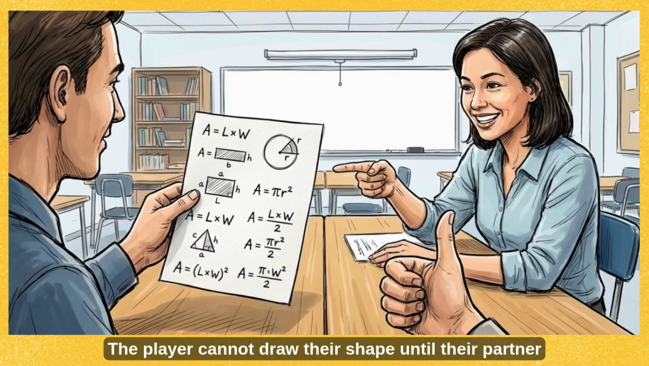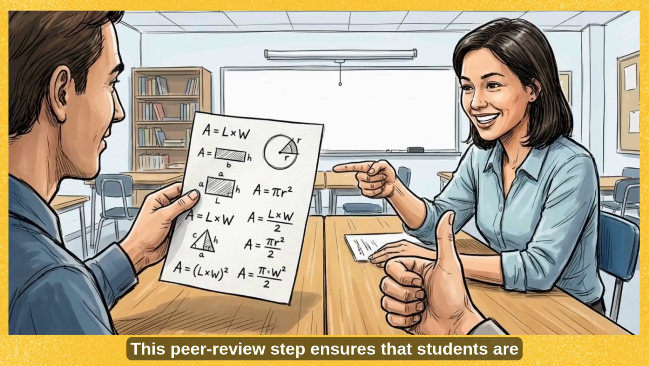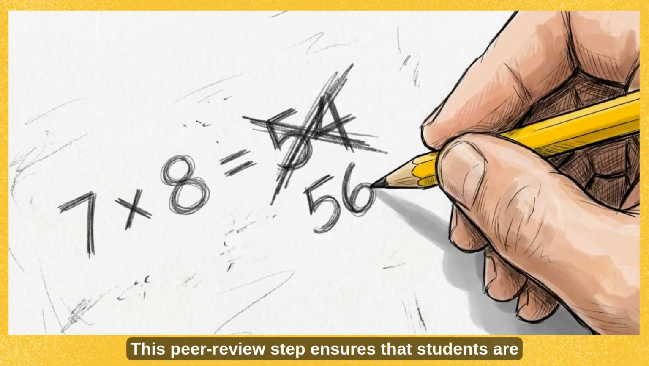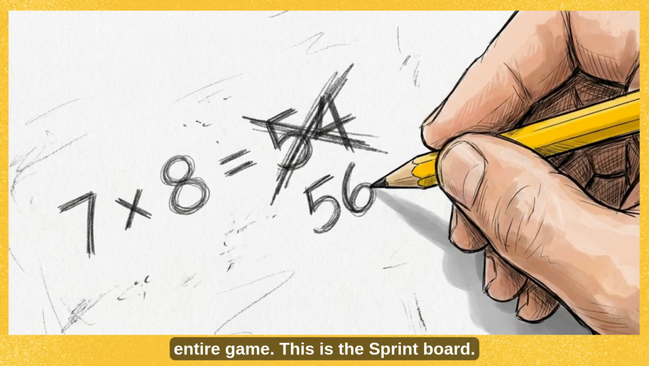The player cannot draw their shape until their partner confirms the calculation is correct. This peer review step ensures that students are practicing mental math and self-correction throughout the entire game.